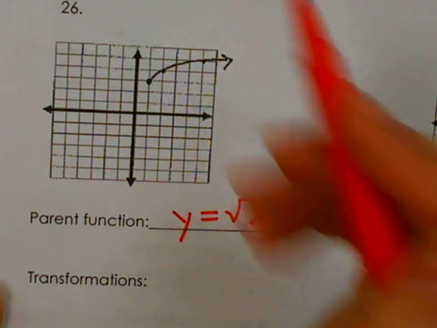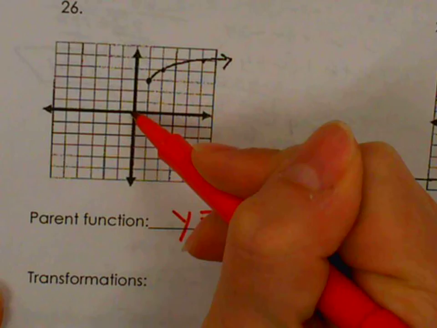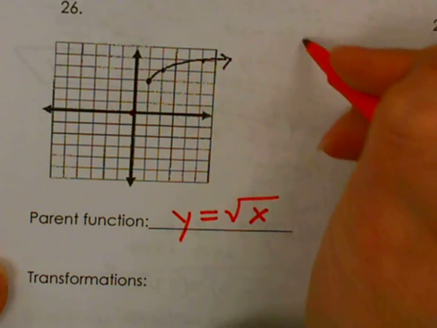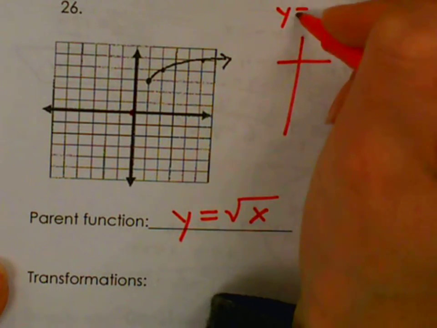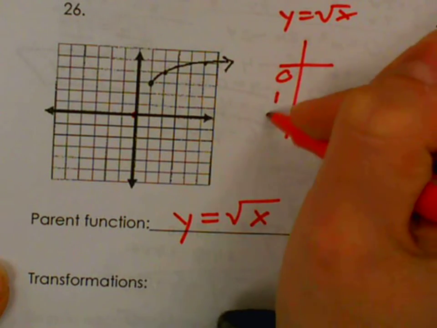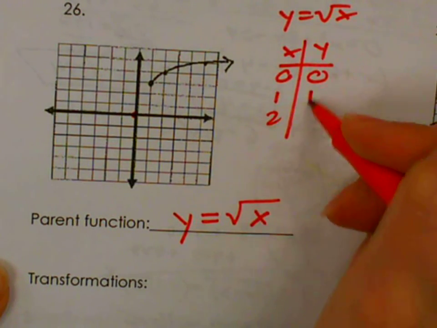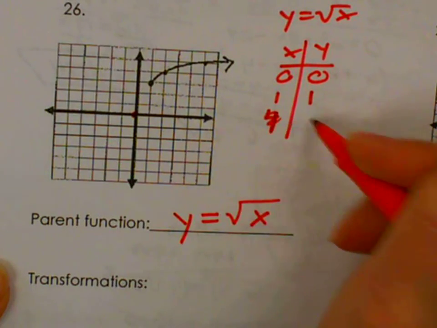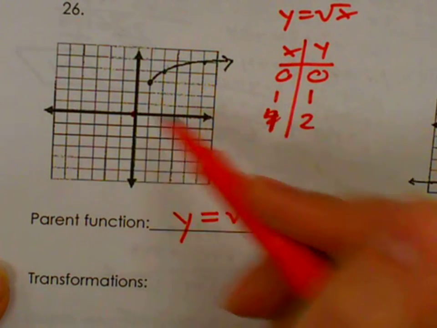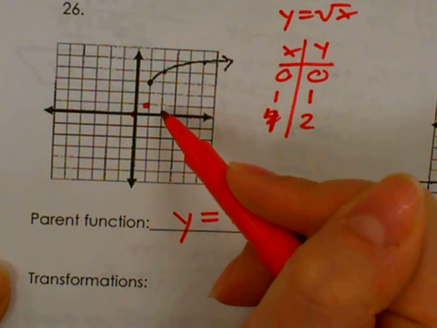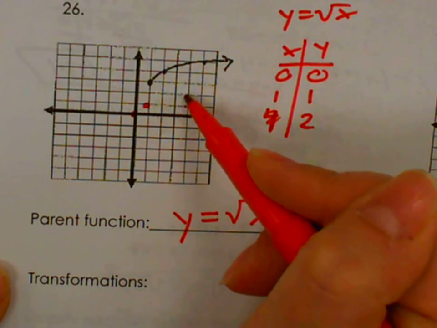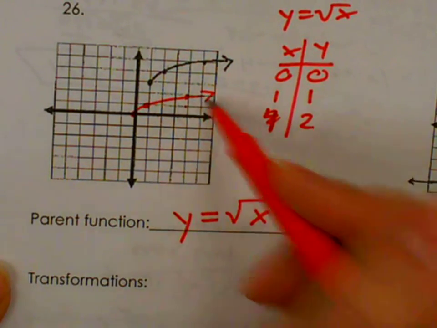Now, my parent function is supposed to be down here. It's supposed to be at 0, right? My parent function is y equals the square root of x. If I put 0, 1, and 4, I would get the square root of 0 is 0, the square root of 1 is 1, and the square root of 4 is 2. So 0, 0; 1, 1; and 4, 2. So this is my parent function.